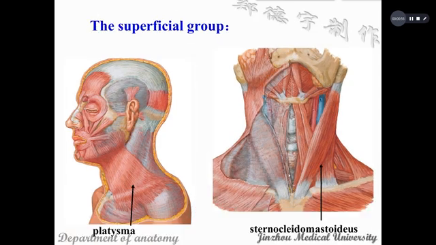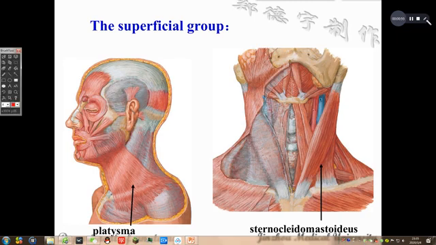And then let's view it one by one. The superficial group. The superficial group includes two muscles. One is here, the platysma. The platysma, in fact, as the expression muscle, is distributed as the superficial fascia, the cutaneous muscles. The platysma's function is to make the mandible descend. Another one, we need to remember its origination, insertion, and its function.